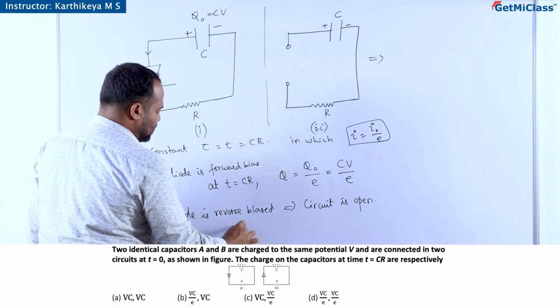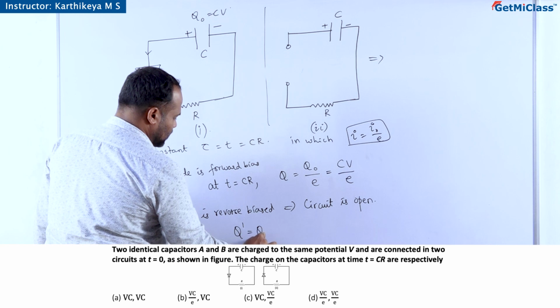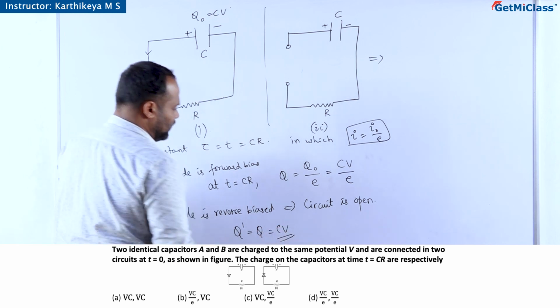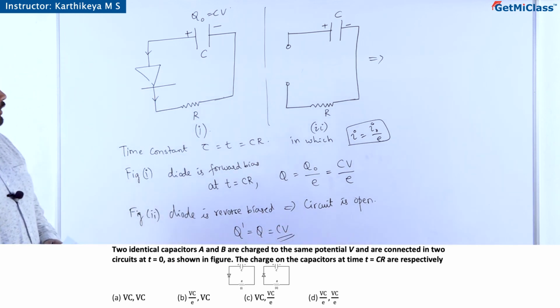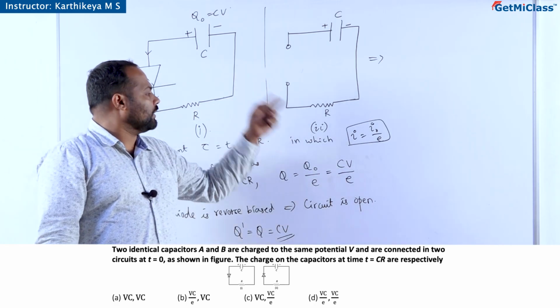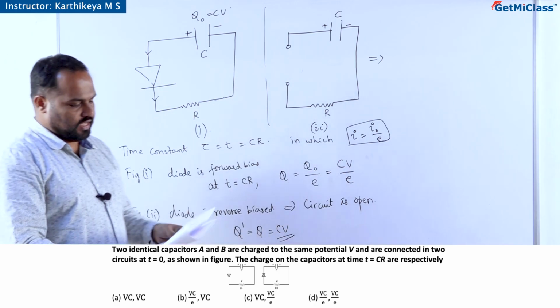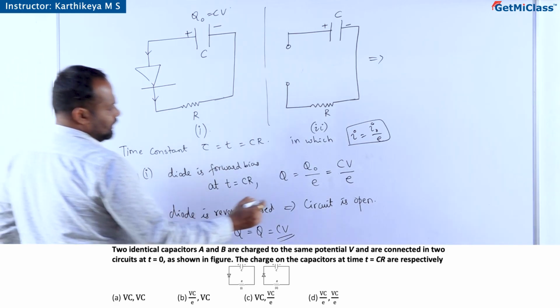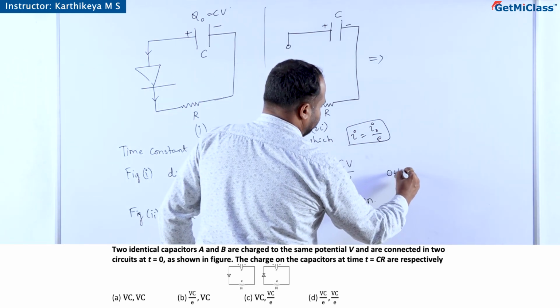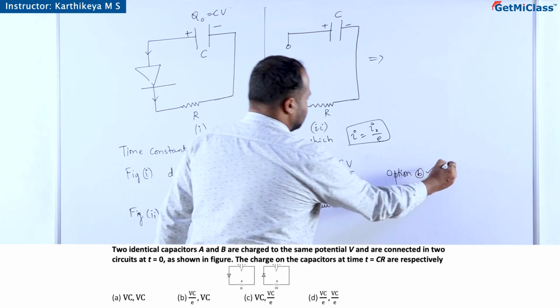So the charge Q dash remains Q itself, that is CV. So in figure 2, the charge remains CV itself, and in figure 1, the charge across the capacitor is CV by e. That is option B. Option B is the right answer.